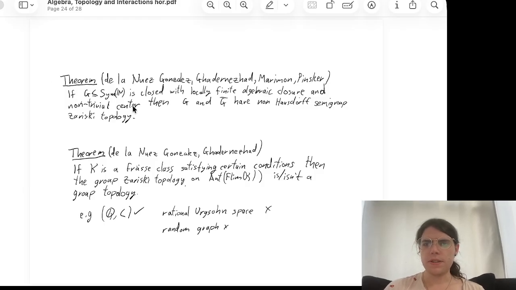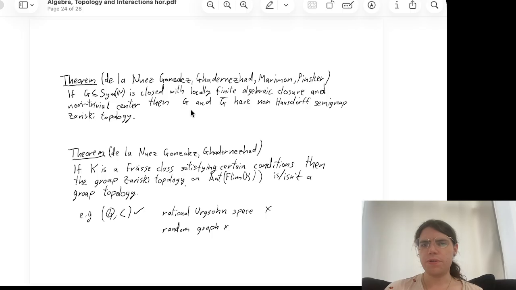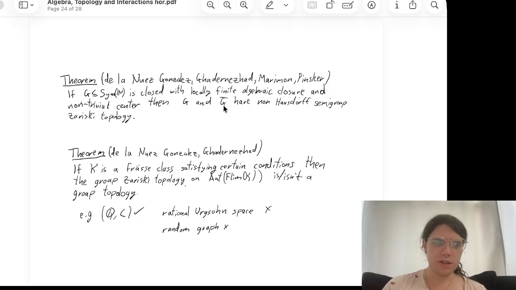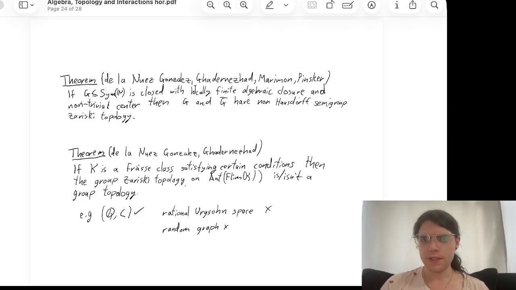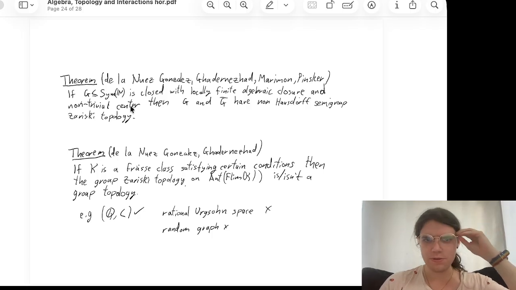Okay, so more results for groups. If I take a closed subgroup of the symmetric group with a locally finite algebraic closure and non-trivial center, both very mild conditions, then both the group and its closure in the transformation monoid have a non-Hausdorff semigroup Zariski topology. So this is weaker than being in no algebraicity. And non-trivial center is a very weak hypothesis for the groups we're talking about.